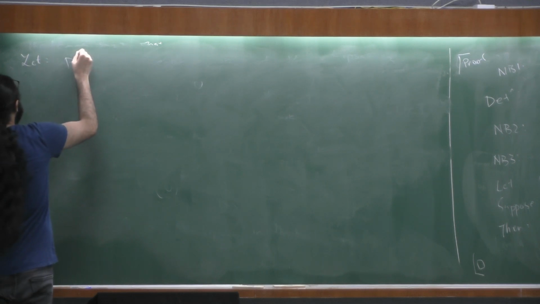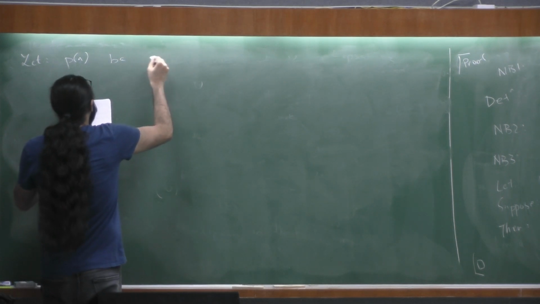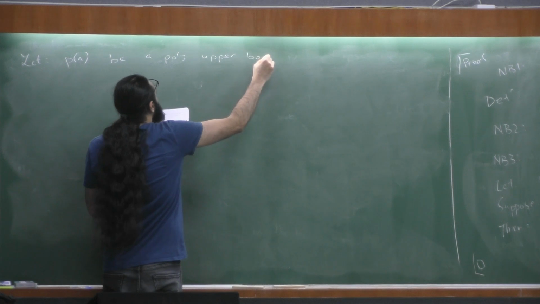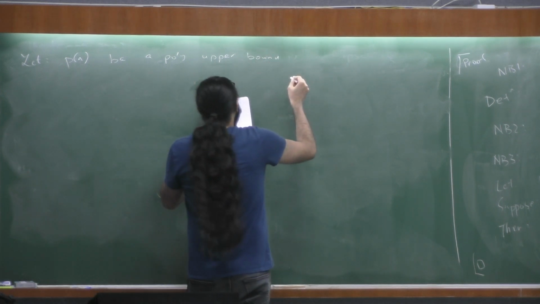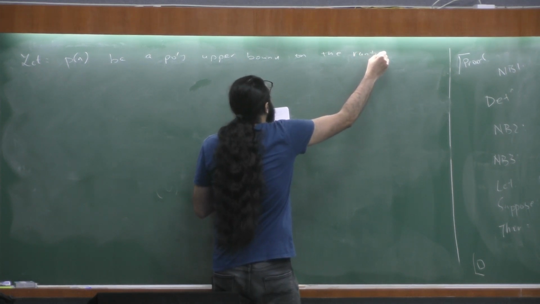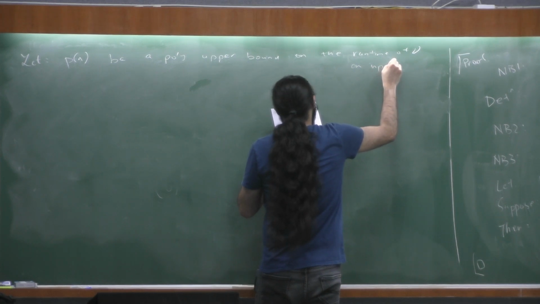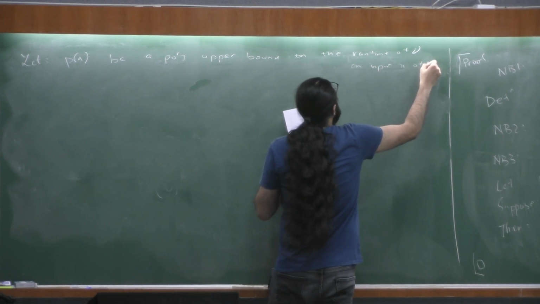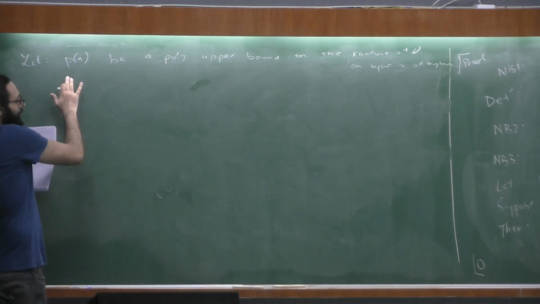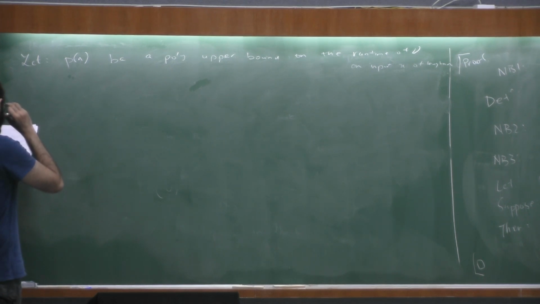So let p(n) be a polynomial upper bound on the runtime of V on input x of length n. Suppose this is the upper bound on how long the algorithm would take to run, regardless of what the input is, as long as it's of size n.